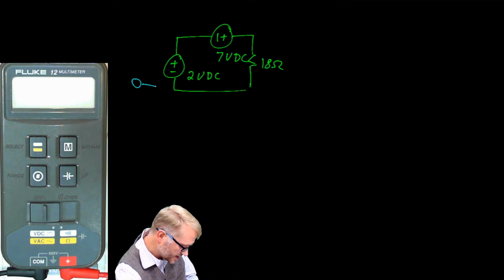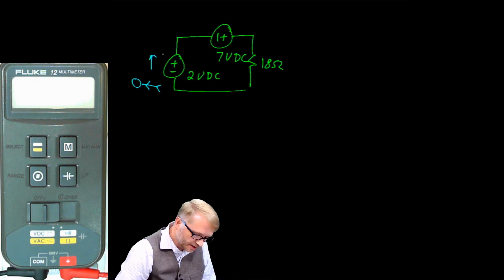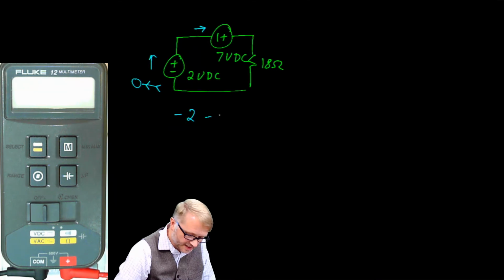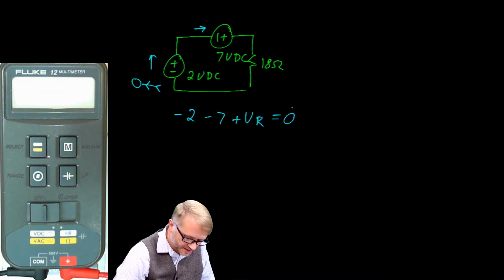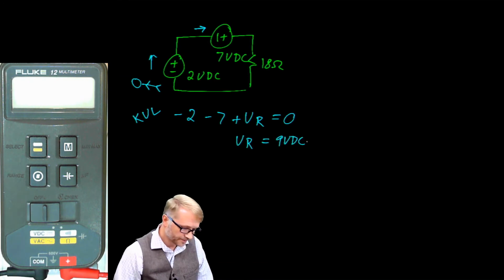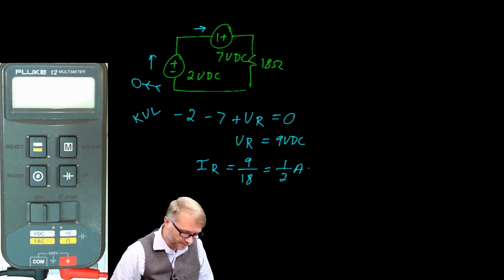We established that we should walk the loop. As we start our journey, we see -2, which brings us to here, where we see -7, plus the voltage on the resistor is equal to 0. So that's Kirchhoff's voltage law. The voltage on the resistor is equal to 9 volts DC, and the current on the resistor is equal to 9 divided by 18, which gives you 1/2 of an amp.